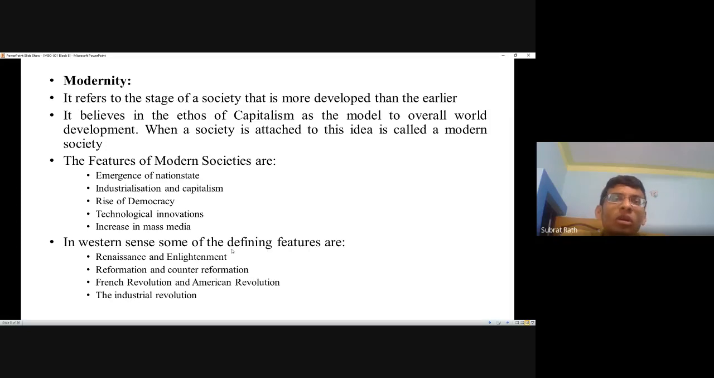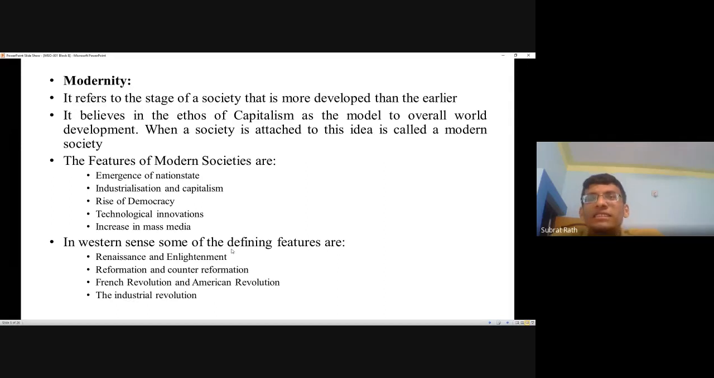When we talk about development in the modern sense, we talk about the capitalistic mode of production that is linked to the concept called development. When a society is attached to this idea, that society is known as a modern society. So what are the features or characteristics of that modern society? It refers to certain features like the emergence of the nation state. Last class we talked about it. Then industrialization and capitalization, the rise of democracy, technological innovation, and increase in mass media. Mass media here refers to your print media, your visual media.